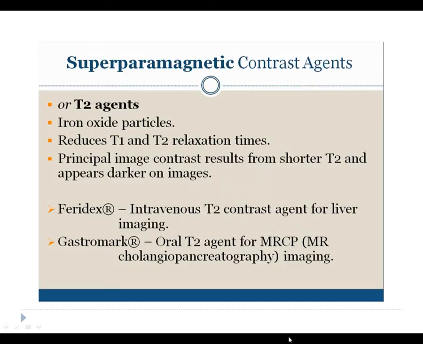Feridex is an intravenous T2 contrast agent that can be used to evaluate the liver. GastroMARK is an oral T2 contrast agent used for MRCP, or MR cholangiopancreatography imaging. Make sure to review iron oxide safety and iron oxide side effects, contraindications, and iron oxide administration in Chapter 11 of MRI in Practice.